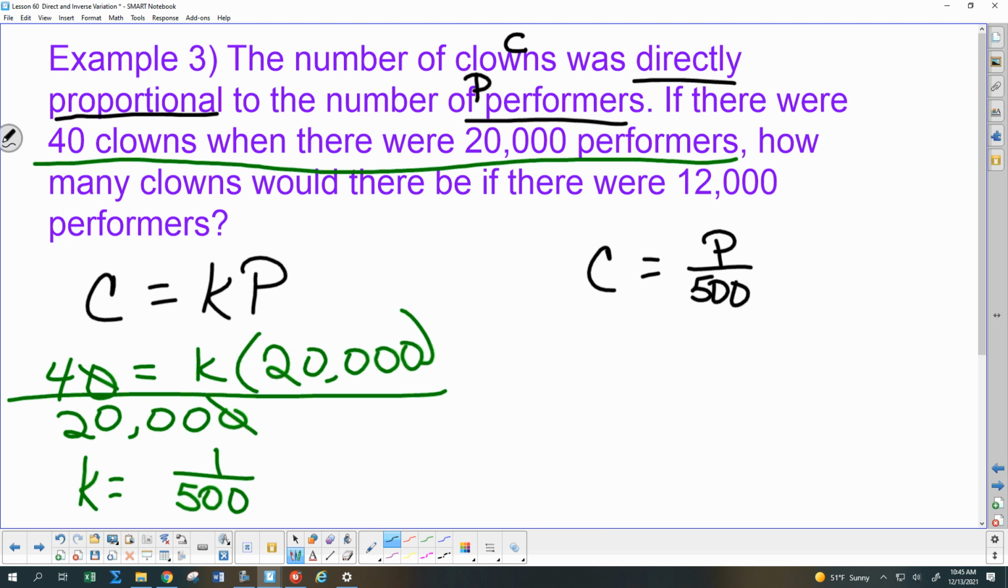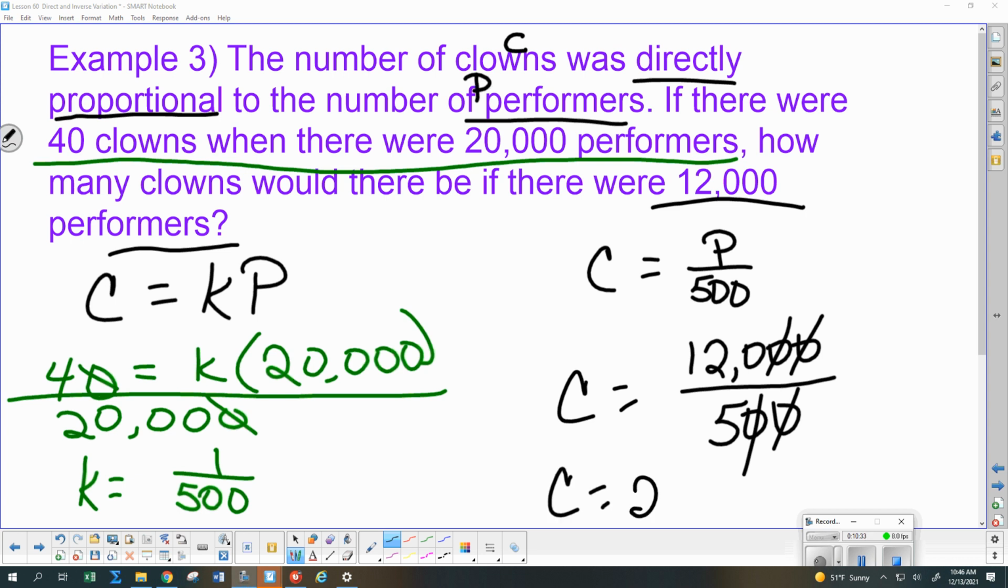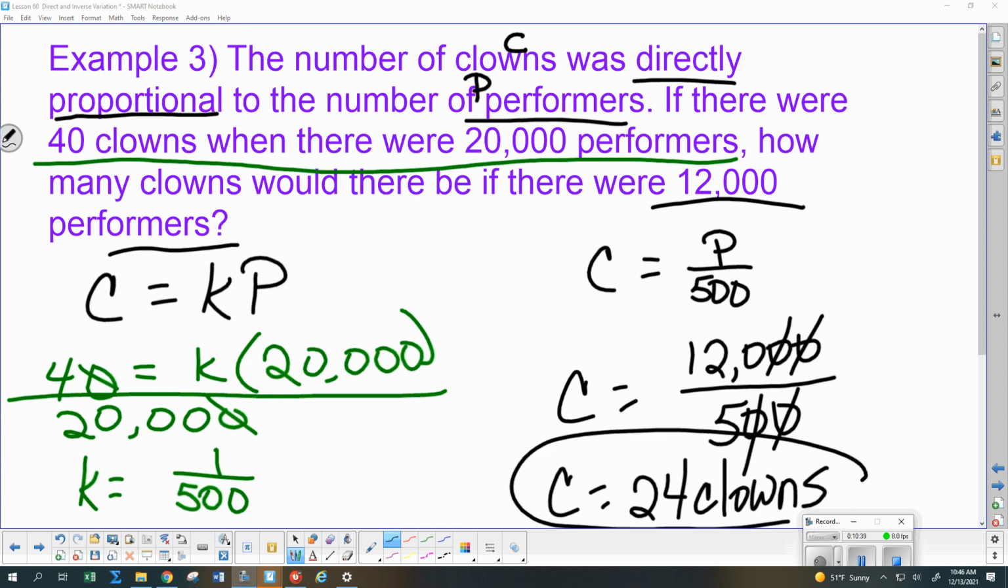So now if you want to write that as P over 500, if you want to multiply the 1 times P and write it like that, that's fine, you don't have to. But now I would like you to plug in the 12,000 performers and figure out for me how many clowns that means that we have. So if we plug 12,000 in for the P, keep the 500, that cancels out 2 of our zeros. 120 divided by 5 is going to be 24 clowns. Questions from anybody on how we do these?